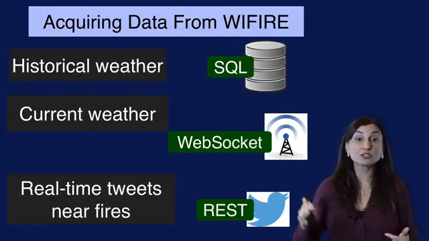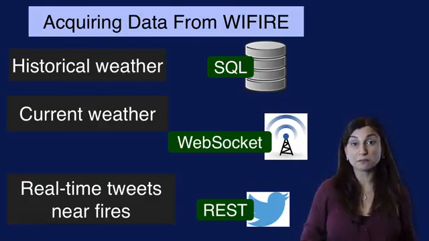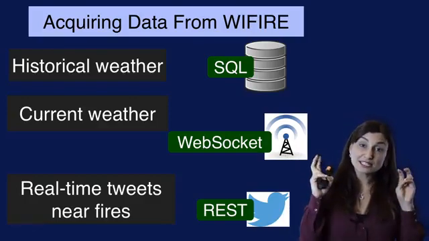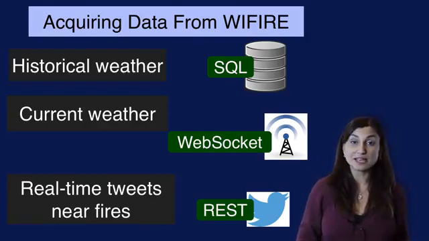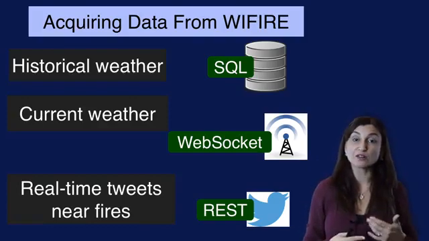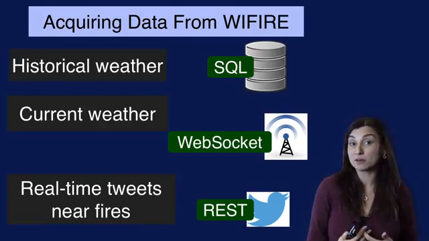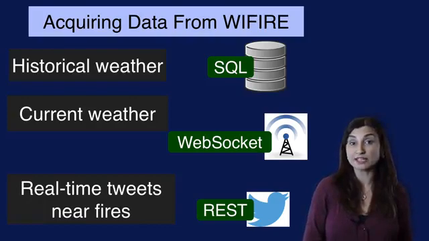To determine whether a particular weather station is currently experiencing Santa Ana conditions, we access real-time data using a WebSocket service. Once we start listening to this service, we receive weather station measurements as they occur. This data is then processed and compared to patterns found by our models to determine if a weather station is experiencing Santa Ana conditions.